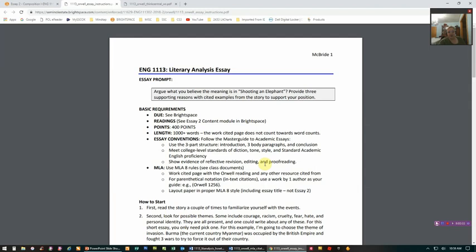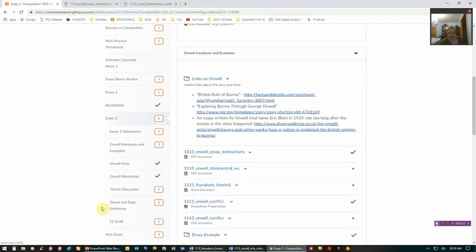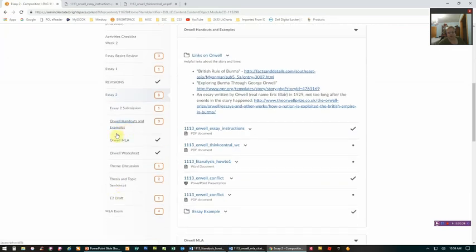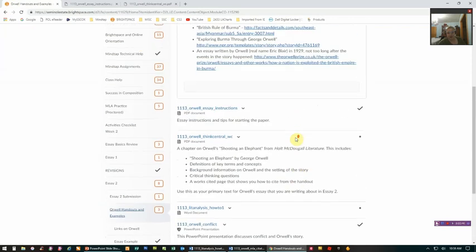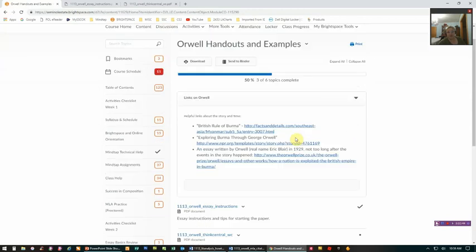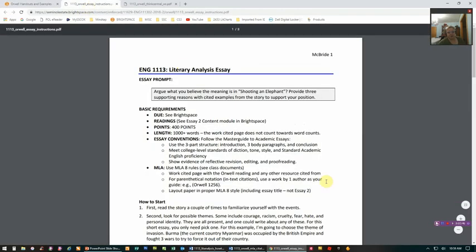So in terms of the basic requirements, you can see here, again, it's due in Brightspace. You'll see the deadline in Brightspace on the calendar. There are some required readings and some supplemental readings that are all in the module. Again, you can go over here to Brightspace so you can see there are handouts and examples. This is where you're going to find all of the handouts that you need for this, as well as some supplemental things that might help you understand what's going on.